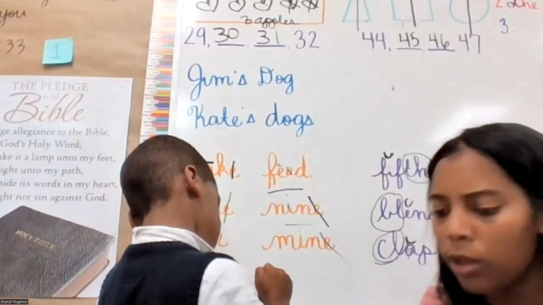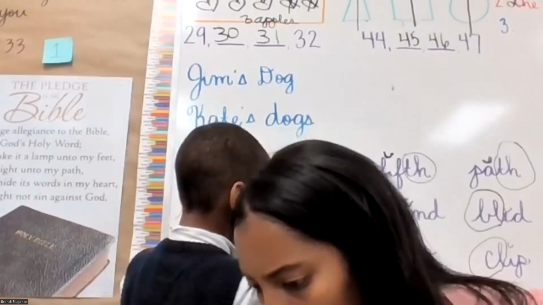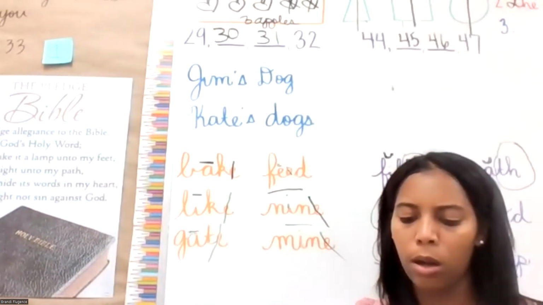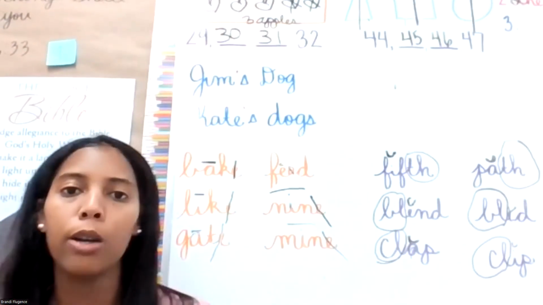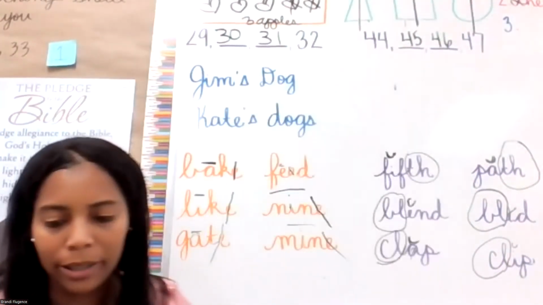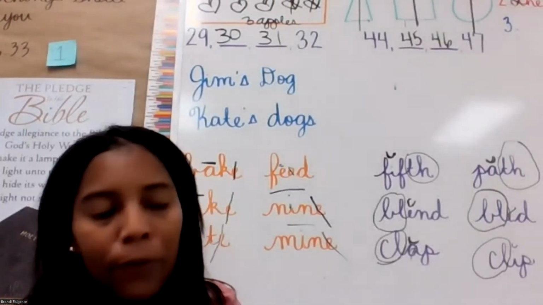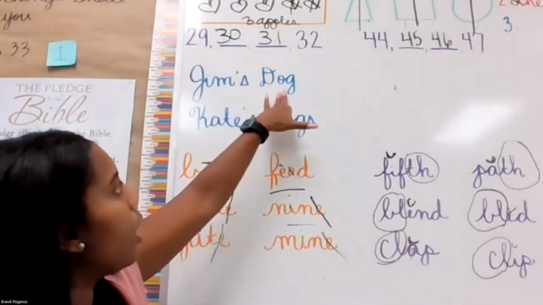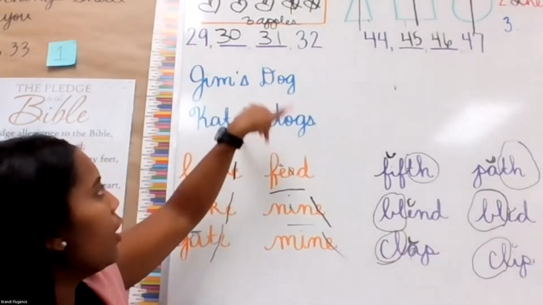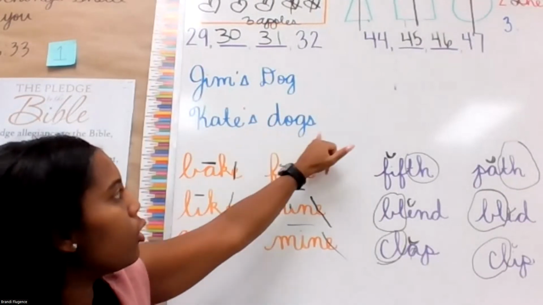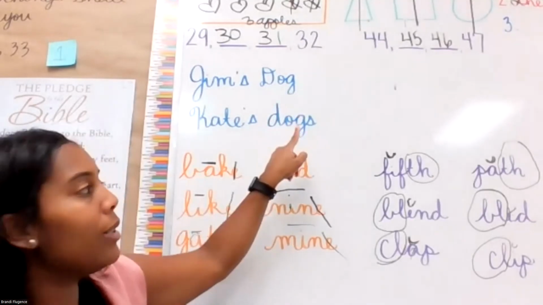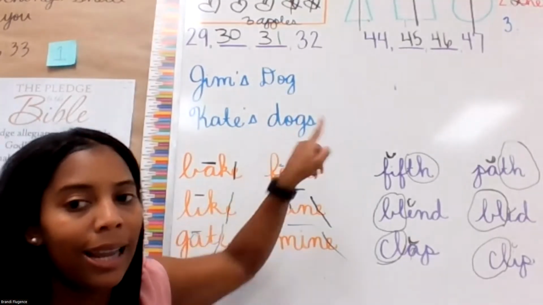All right, so I want to also talk about one more thing before we are finished on Zoom. I want to talk about what's called plurals. I'm saying the word like that so that you hear me clear. If you look at the sentence, I have Jim's dog and Kate's dogs. You see the difference between them? Dog does not have an S, but dogs has an S.